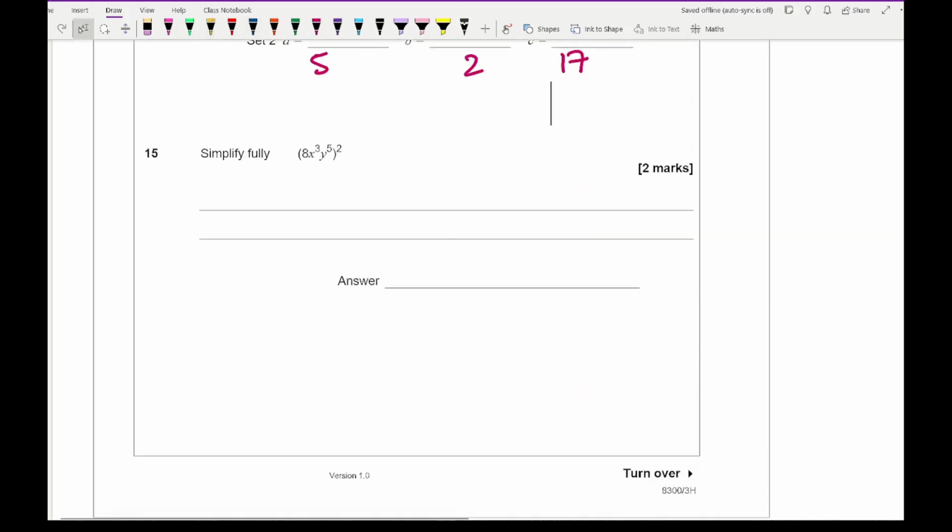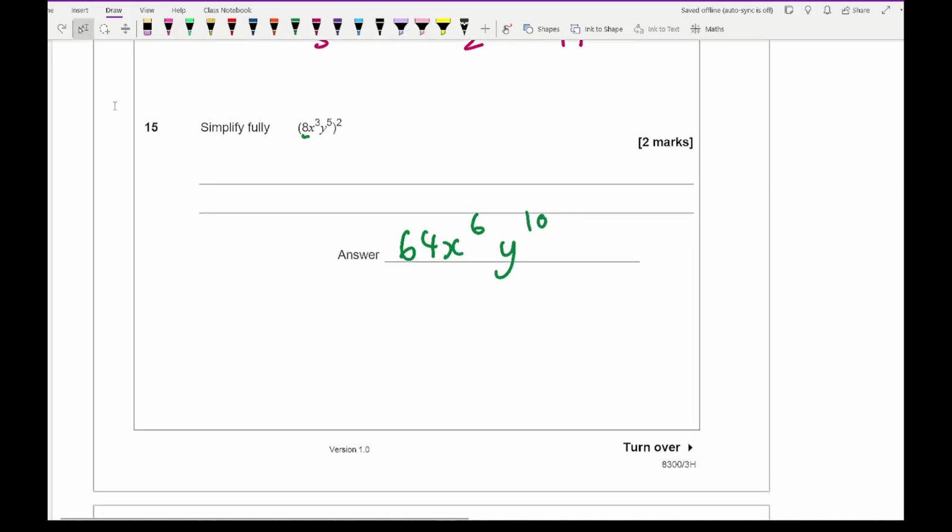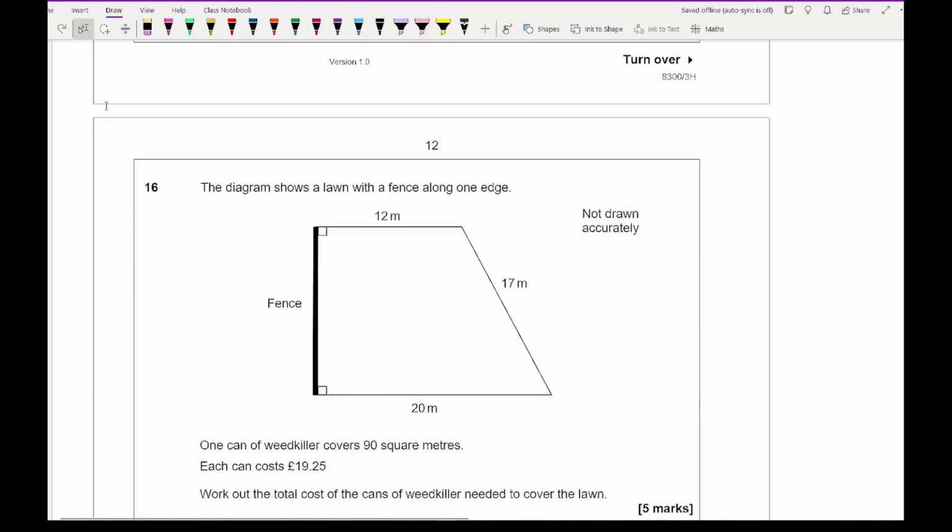With question 15, it says simplify. We just need to expand the brackets. So here, remember that when we've got numbers and we've got powers, we just actually need to do that. So 8 squared is 64. Then we multiply the powers, so that's going to be x to the power of 6 and y to the power of 10.